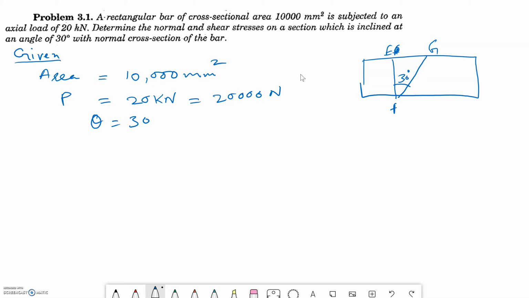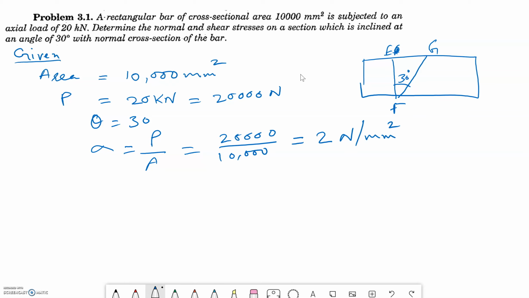First let us find out the direct stress on section EF, which is sigma, nothing but P by A. Straight over formula, P is 20,000, A is 10,000. So your P by A becomes 2 Newton per mm squared. Now if we assume that sigma n is your normal stress on the oblique plane, we know the formula of sigma n is sigma cos square theta.